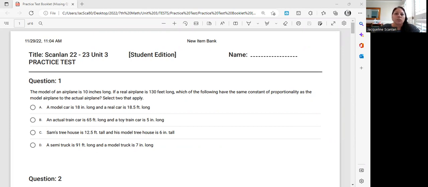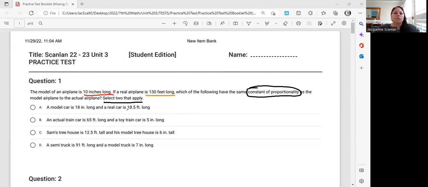All right, usually when you're taking a test, when the questions are pretty difficult, you want to read them twice through and you want to try to identify some important pieces of information. So I'm going to go ahead and do that. It says the model airplane is 10 inches long. If a real airplane is 130 feet long, which of the following have the same constant of proportionality? And they want you to select 2 that apply.